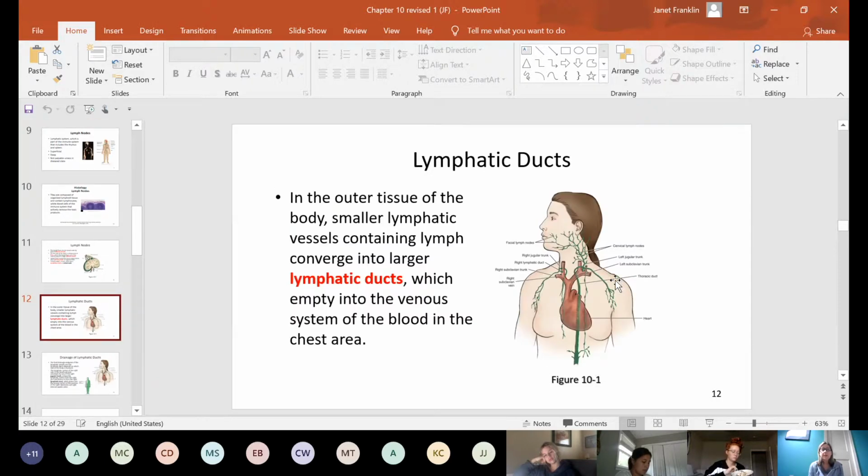In the outer tissue of the body, smaller lymphatic vessels containing lymph converge into larger lymphatic ducts, which empty into the venous system of the blood in the chest area. So there you go, this is where it dumps into the venous system of the blood in the chest area. If we have toxic cells floating around, we don't want them getting into the bloodstream.